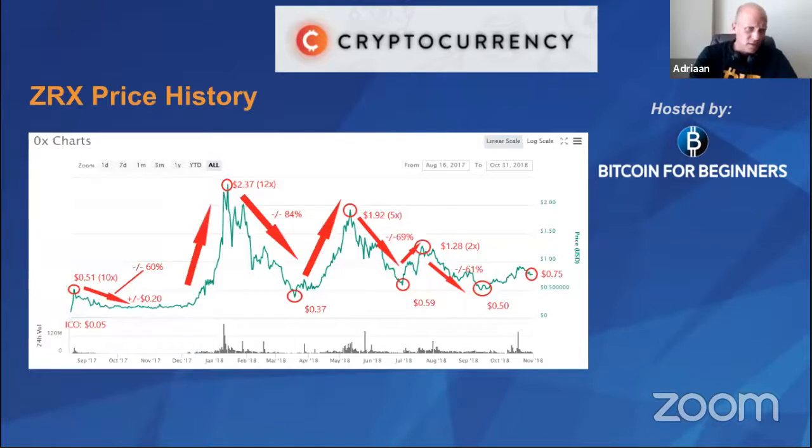They started with the ICO price of 5 cents. The first pump after that was a 10x to about 50 cents, after which it corrected 60% and stayed for months around a price of 20 cents. And at the altcoin rally, they were able to move from that price to a 12x gain to 237, after which it corrected 84% with the rest of the market. And it went up and down until the price of 75 cents currently.